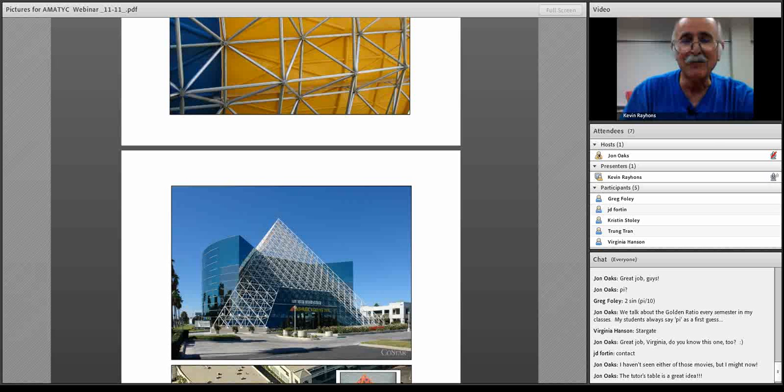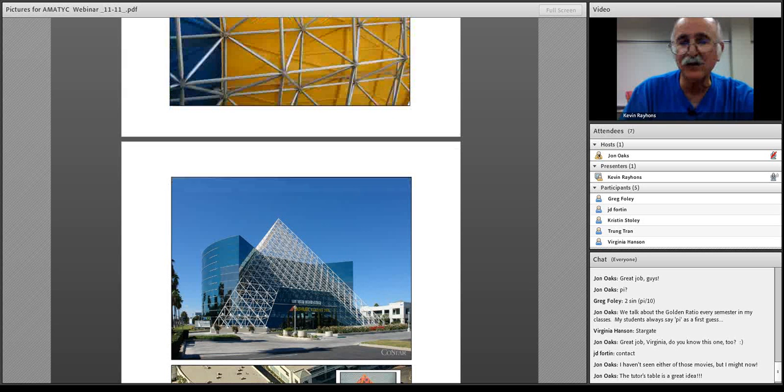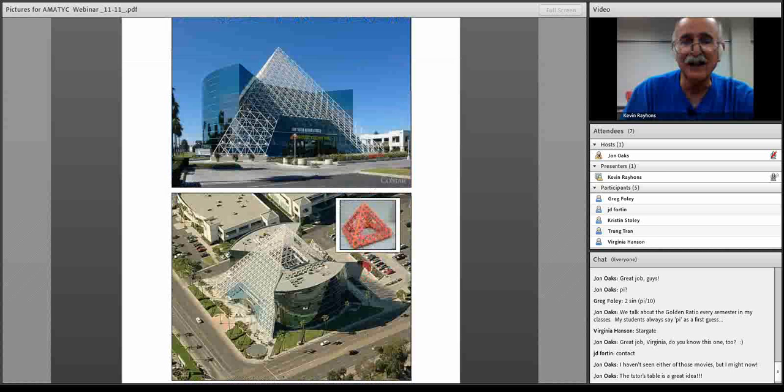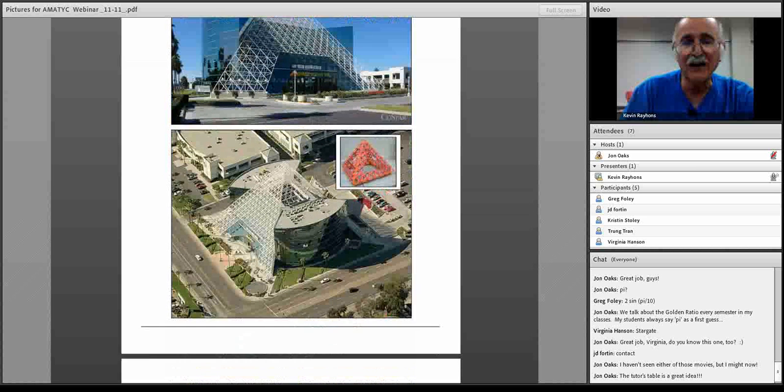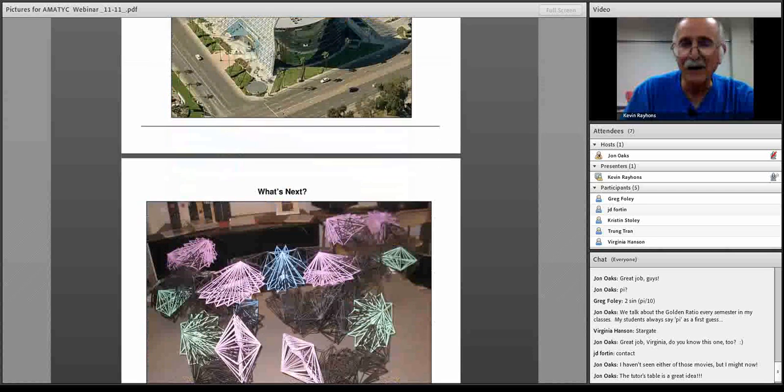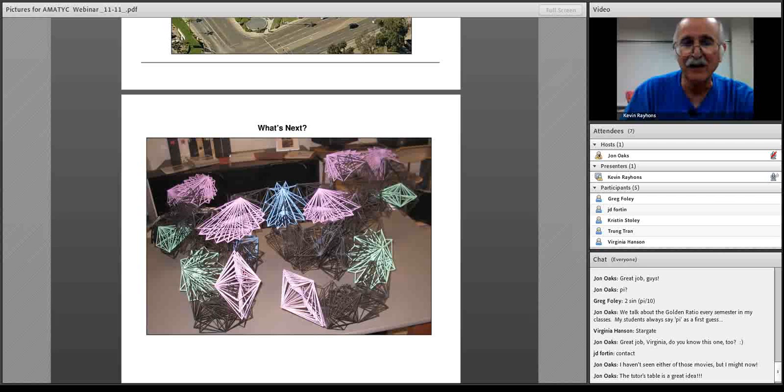This is a building in San Diego, California. I first found it in a geometry book from a guy that I was tutoring, and then I Googled it online, and there it was. It's a complete OCTATETRA half octa square base pyramid. In the second picture, I put a little picture of my model of it in the corner there.